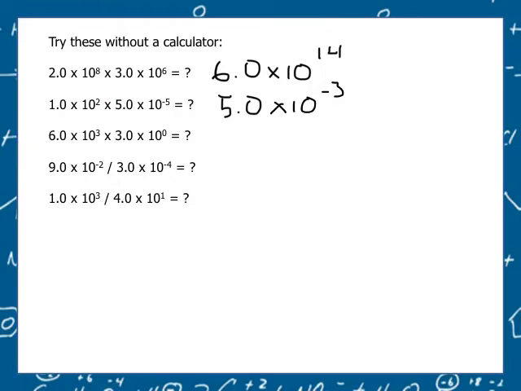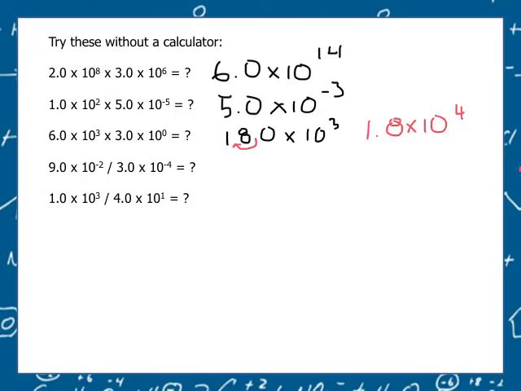Third example, 6.0 times 10 to the 3rd times 3.0 times 10 to the 0. So I get 18 for my decimal number product. And 10 to the 3rd multiplied by 10 to the 0, 3 plus 0 is 3, times 10 to the 3. I check for proper scientific notation. I don't have it. I need to move the decimal, making 18 into 1.8. Made the number smaller by 1 factor of 10, so I need to make my exponent bigger by 1 factor of 10. And that's the correct product for this one.